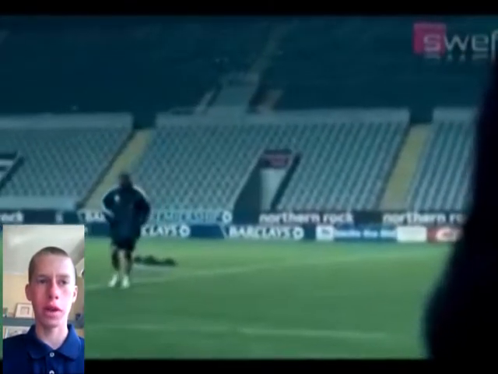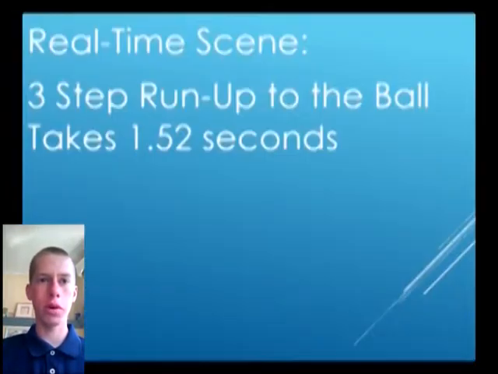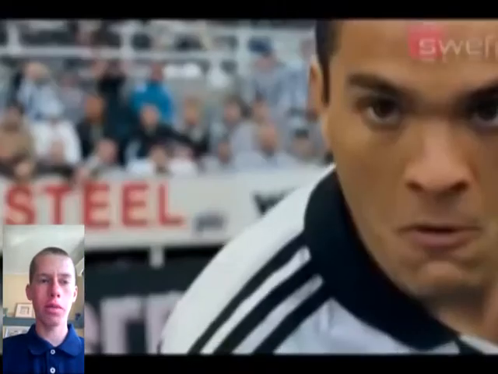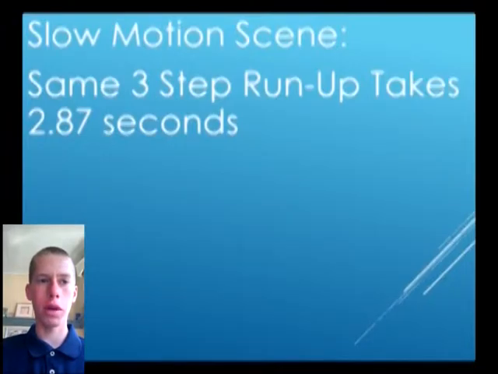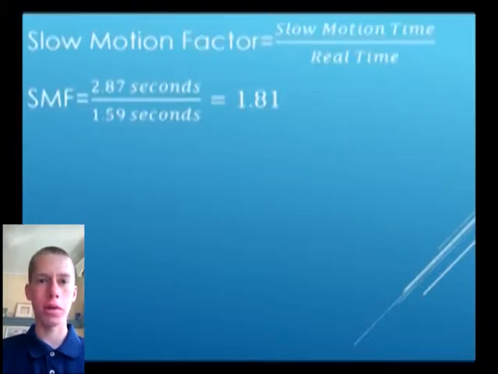Now, watching his 3-step run-up more closely, a stopwatch was used to measure that the 3-step run-up to the ball takes 1.52 seconds in the real-time scene. Going back to the slow-motion scene, a stopwatch was used to find that the same 3-step run-up takes 2.87 seconds. In order to calibrate for the slow motion, we have to recalculate the slow motion factor by dividing the slow motion time by the real time for the same 3-step run-up. Dividing 2.87 seconds by 1.59 seconds gives us a slow motion factor of 1.81.